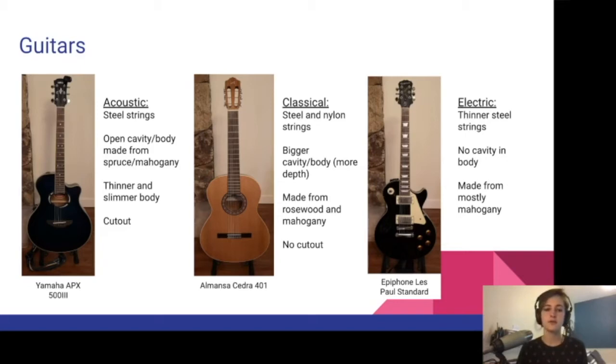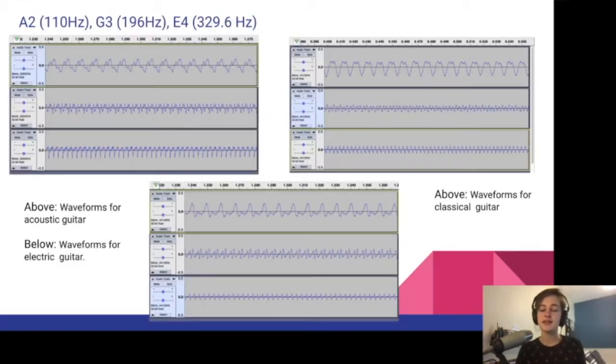So what I did is I recorded the notes A, G, and E on each of these guitars. And to show you kind of what that sounds like, on the acoustic guitar, the A sounds like this, the G, and the E.